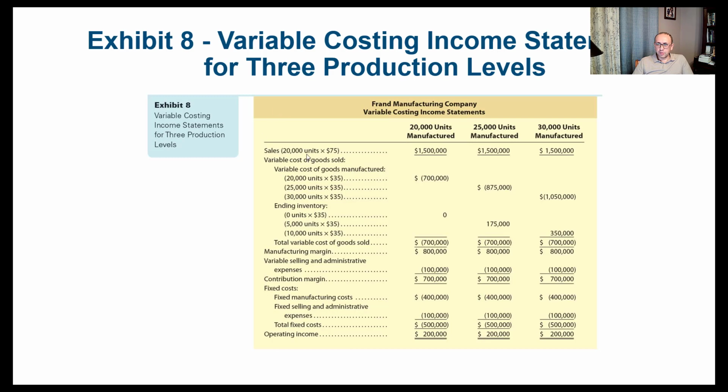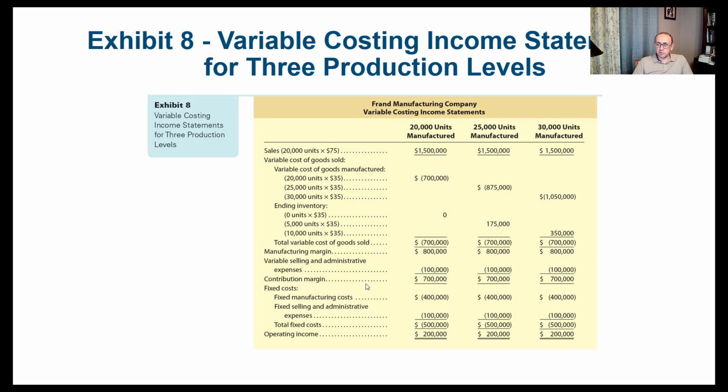So I just want to show you the steps we have under variable costing. We have the sales, which are the same, 1.5 million: 20,000 units at $75 each. We subtract the variable cost of goods sold to get the first thing, which is the manufacturing margin. Here we have the variable cost of goods manufactured minus the ending inventory. Remember, in the 20,000 units, we had no ending inventory, and in the 25,000 and 30,000 units, the ending inventory has increased. But that did not change the variable cost of goods sold, which stayed the same. And of course, the manufacturing margin stayed the same. That was the first step.